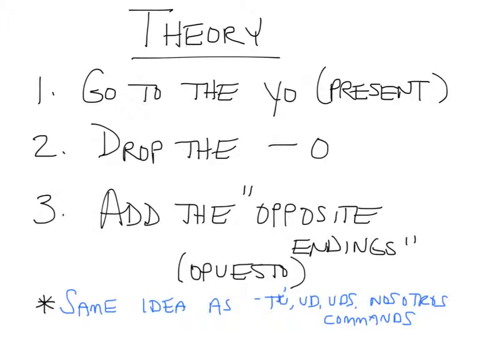The most important part of the present subjunctive is to realize the theory behind how this particular verb tense is conjugated. The theory should be familiar to you because it's the same approach as we use to form negative tú, usted, ustedes, and nosotros commands. The theory of the present subjunctive is that you take the verb that you wish to conjugate and put it into its yo form first of the present tense. You are then going to drop the O from the end of that conjugation and add the quote-unquote opposite endings. Go to the O, drop the O, add the opuesto. More on those opposite endings in the next slide.